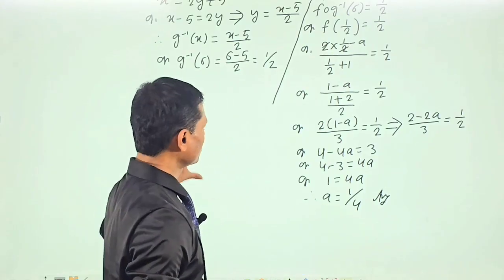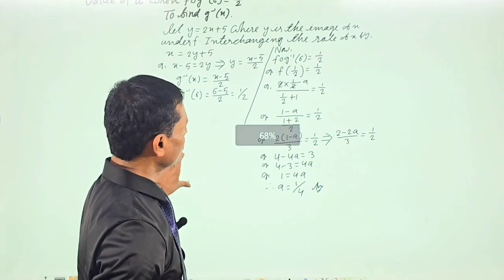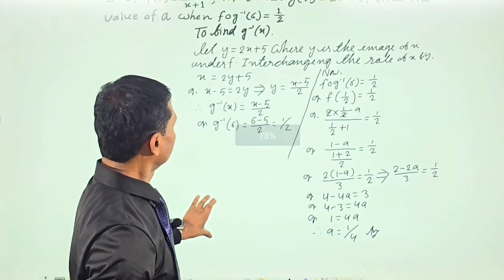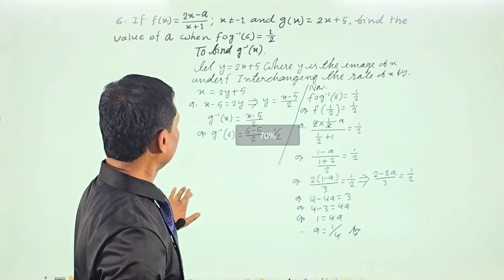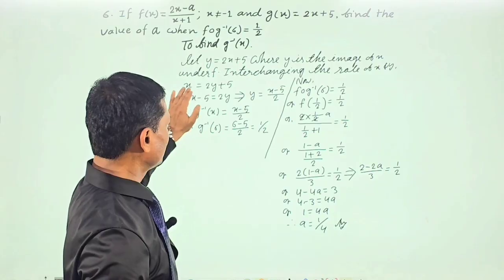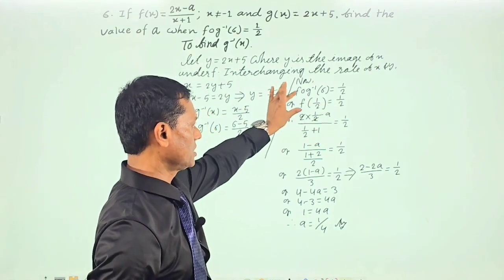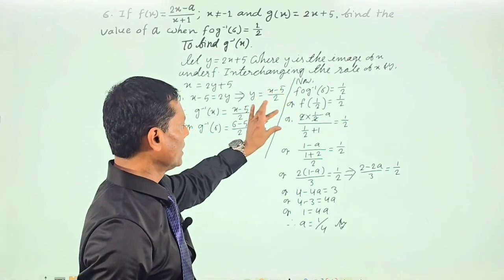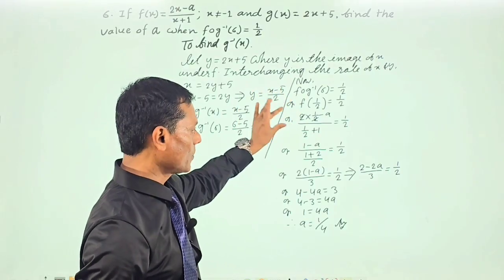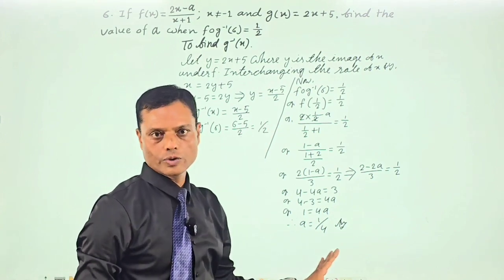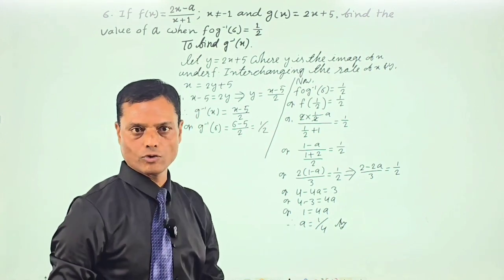So hope you may have understood all, right? So see carefully, this is the solution. First we found g inverse, then g inverse 6, then f of g inverse 6, that's g inverse 6 equals to 1 by 2. Then we replaced x by 1 by 2, and then the simplification, and at last we got the value of a, that's 1 by 4.